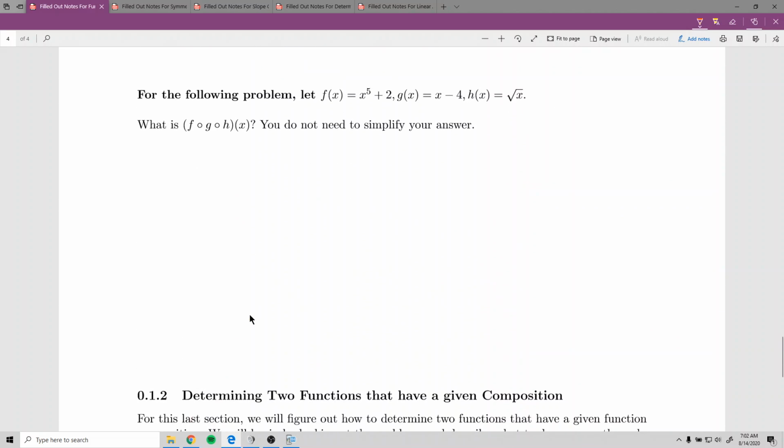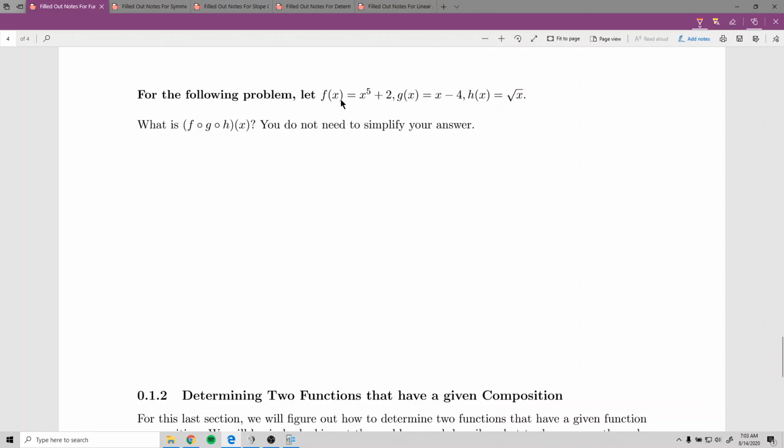All right, so there's one more question before we get to the last part of this section. It's function composition with 3 functions. If you follow the rules outlined, doing the inside and working your way out, it's just one more step. And this one, because it would be really messy to try to simplify, you won't need to simplify your answer.